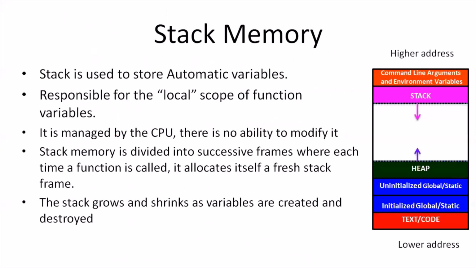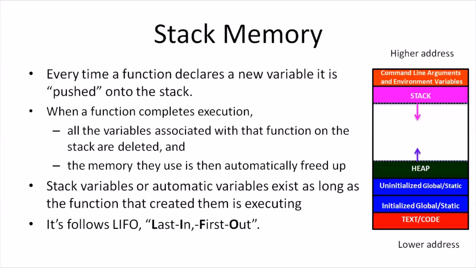The next section is the stack section, also known as the stack memory. Stack is used to store automatic or local variables whose scope is valid within the function where it is declared. It is managed by the CPU and the user has no ability to modify it. Stack memory is divided into successive frames, where each time a function is called, it allocates itself a fresh stack frame. The stack grows and shrinks in one direction as the variables are created and destroyed.